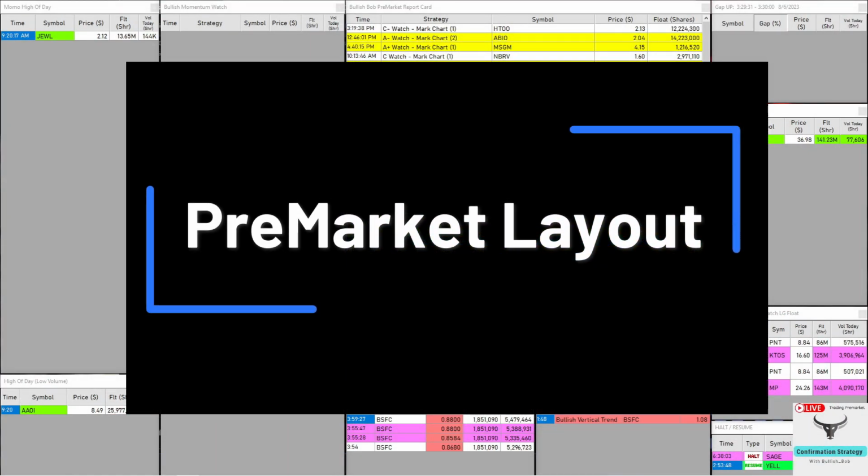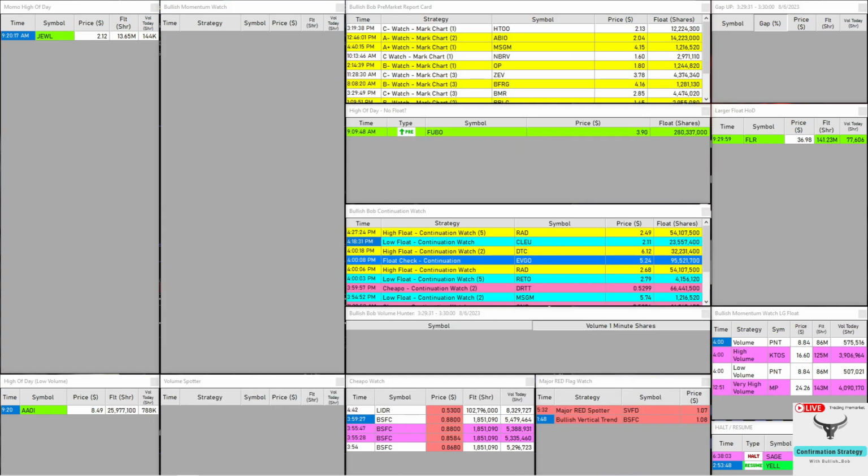In today's video, I'd like to go over our pre-market layout so everyone is well aware of these scanners and what exactly I'm looking to get out of each one of these scanners. So we're going to go from left to right.